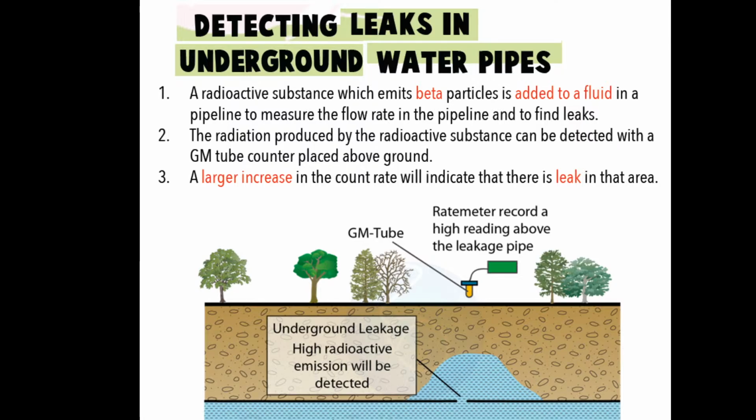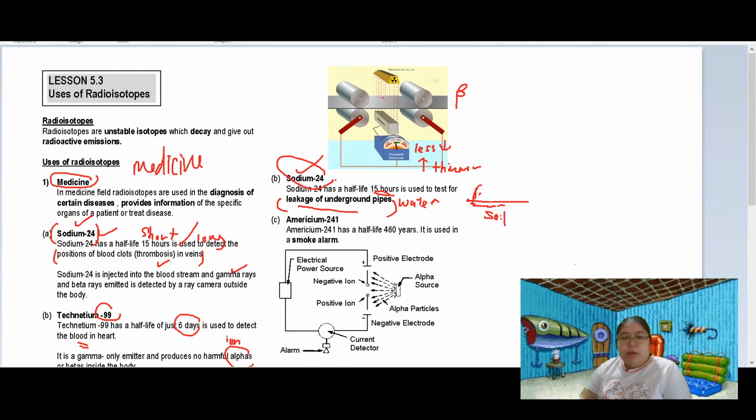So this is how they trace. Along the pipe it is okay, and you find the reading almost constant. Suddenly at one part the reading becomes high, meaning at that part the beta comes out together with the water. So that's why they can trace the highest beta reading, meaning that part has a leakage. This one is sodium-24, used to detect underground pipe leakage. Then we go back to the next one.